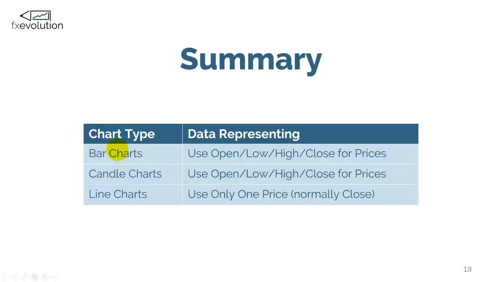So in summary, bar charts use the same open, high, low, close for prices. Candle charts also use it, but they're a lot more visual. And then line charts will only use one price, so normally the close.